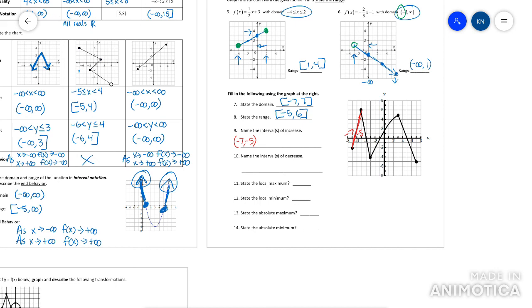My next section of increase would be this section right here. That's from an x value of negative 3 to an x value of positive 3. So union, negative 3 to positive 3. That's my only increasing sections. Now decreasing would be this section right here from negative 5 to negative 3. And then this section over here as well. That's from positive 3 to positive 7.